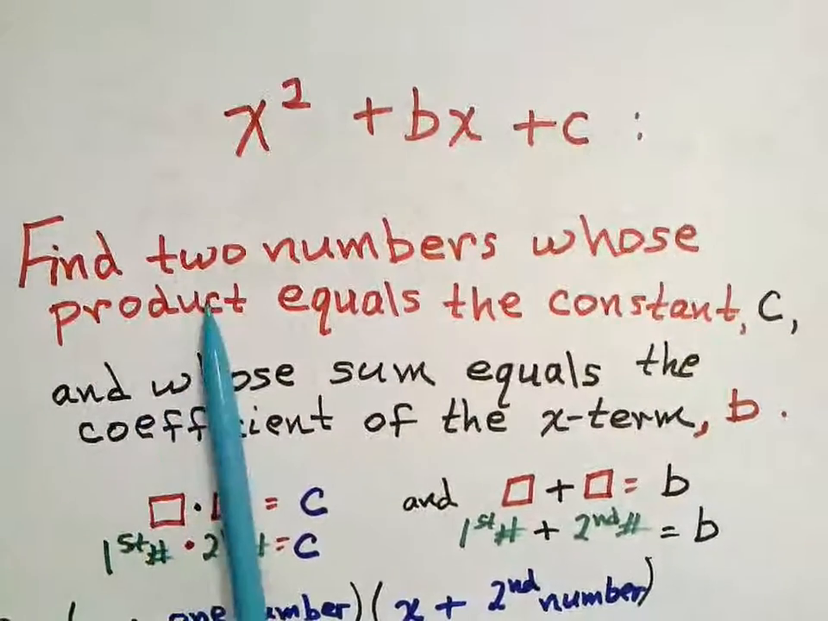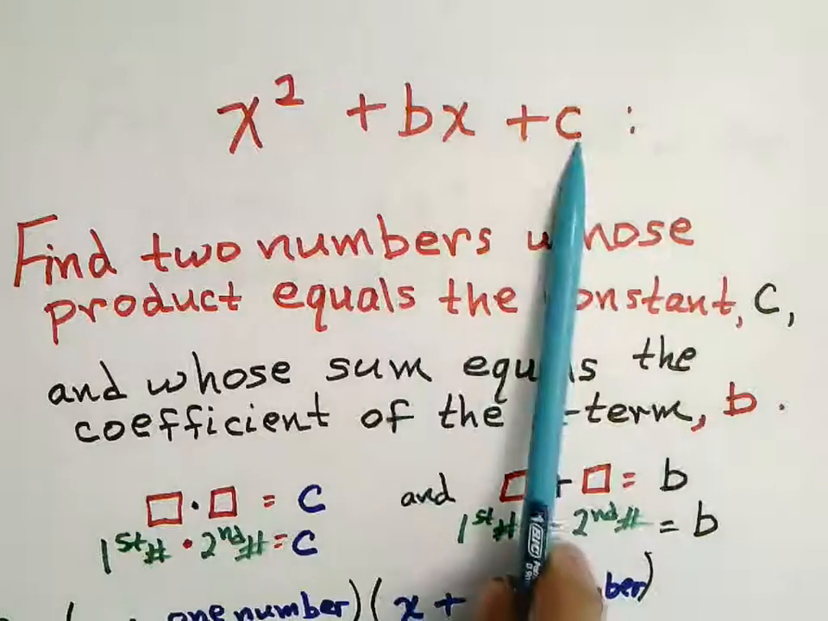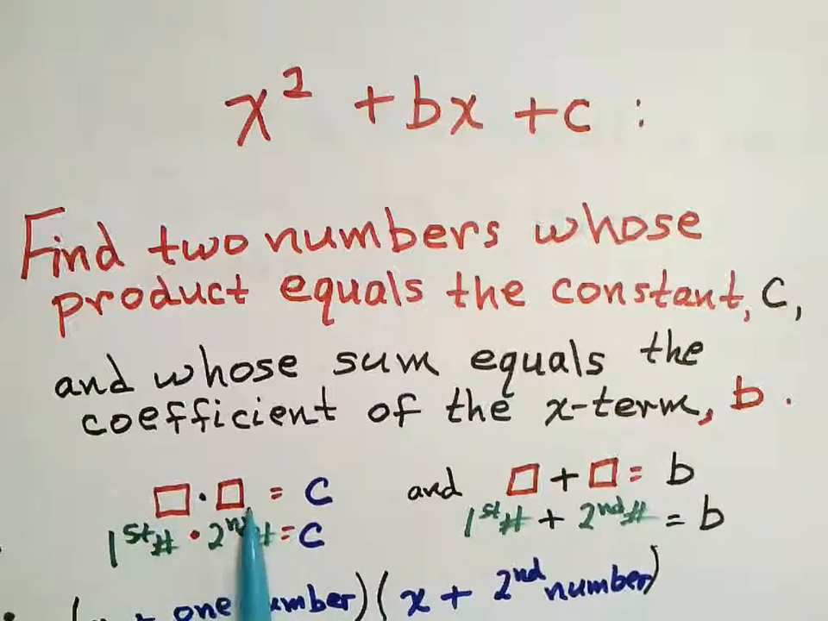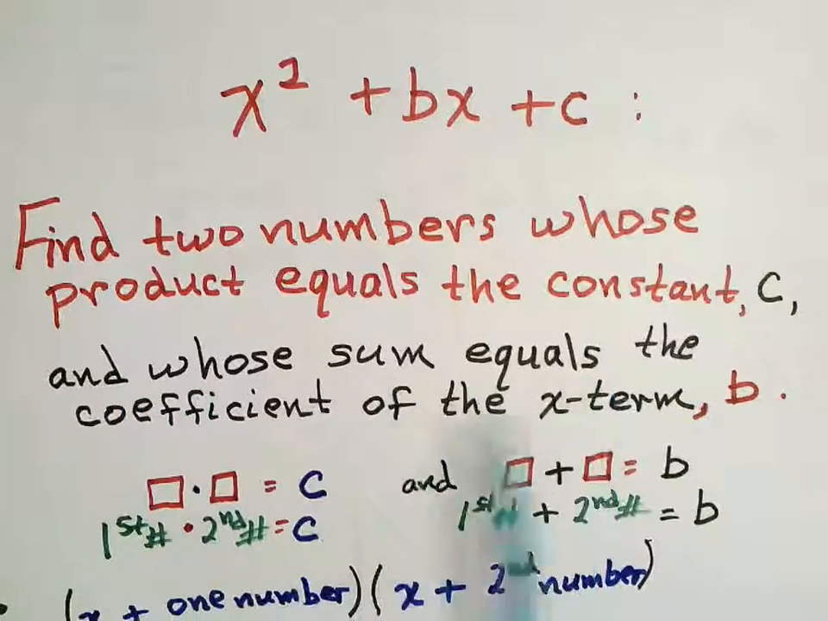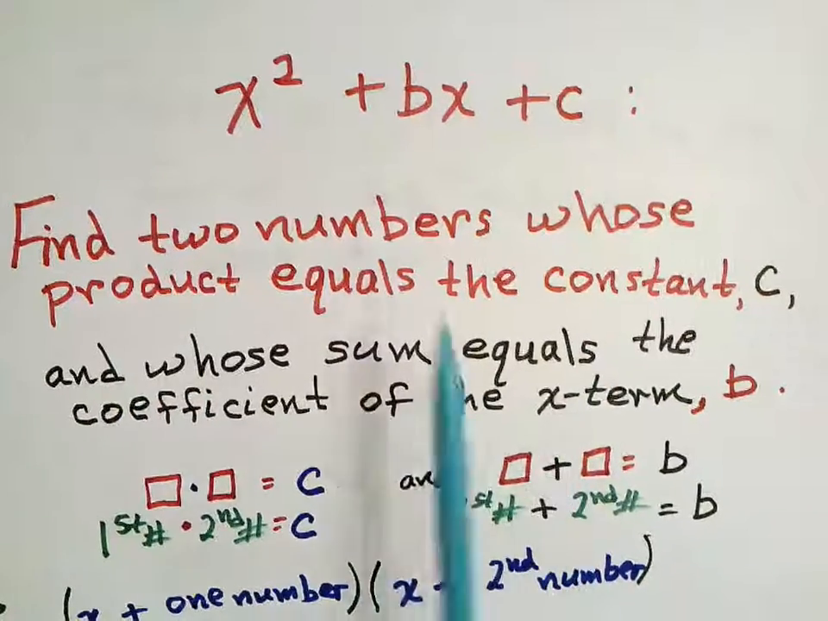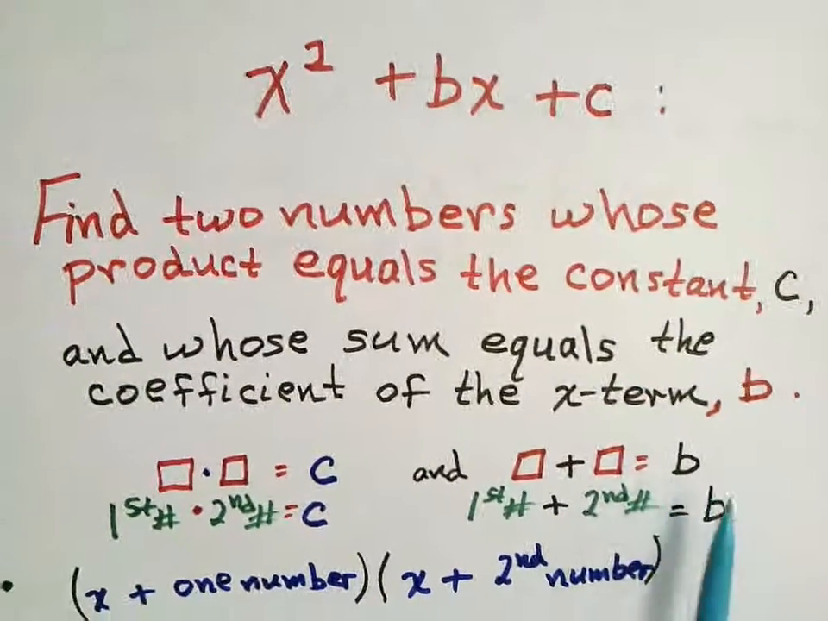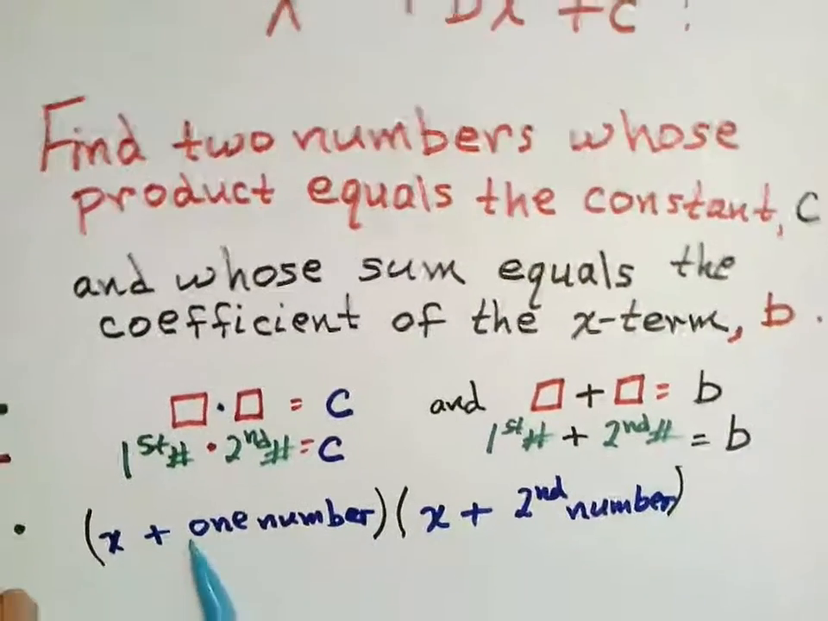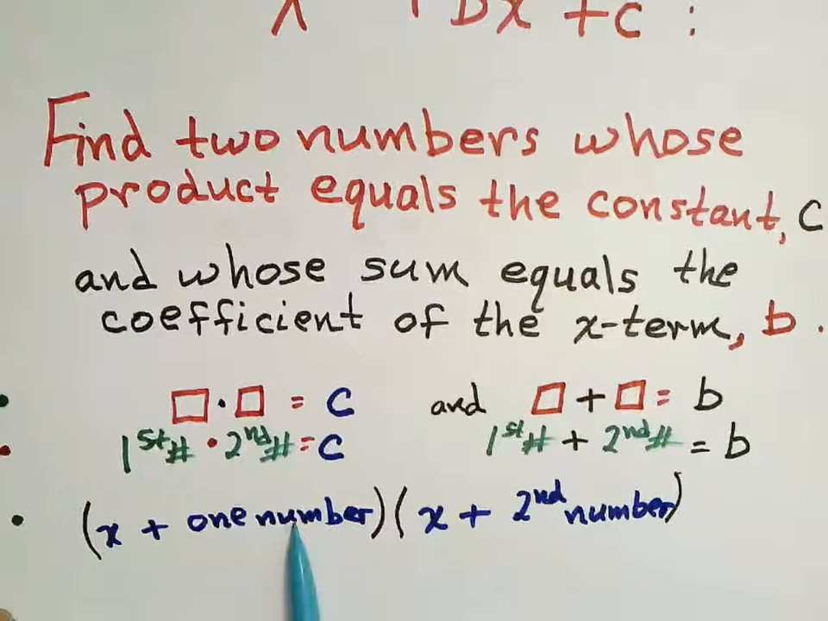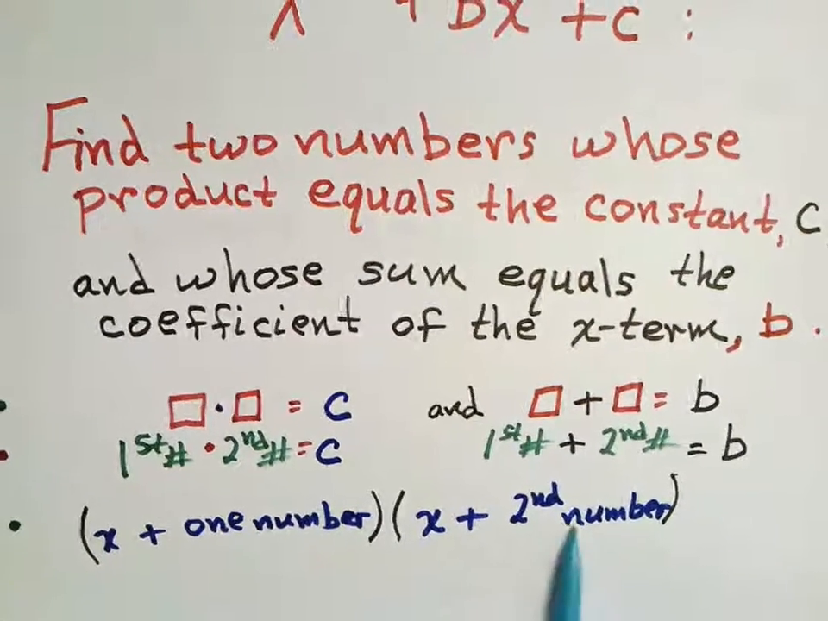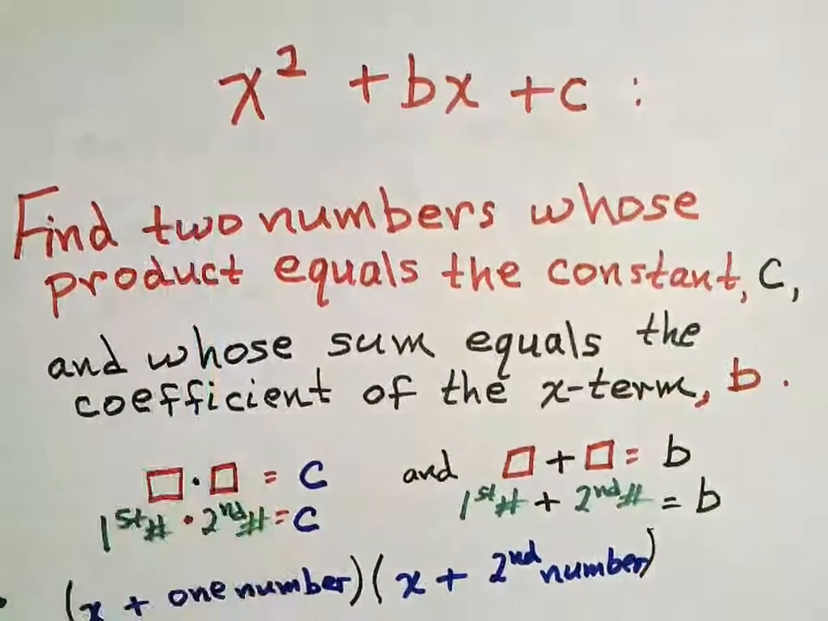We're going to find two numbers whose product, which means multiplying, is going to be equal to the c. So here's the first number times the second number equals c. And we're going to find two numbers whose sum is equal to the coefficient of the x term, which is the b. So we're going to take the first number and the second number and add them to get the b. And then we're going to have a binomial: the quantity x plus one number times the quantity x plus the second number. So that's what we're doing when the a is a 1.